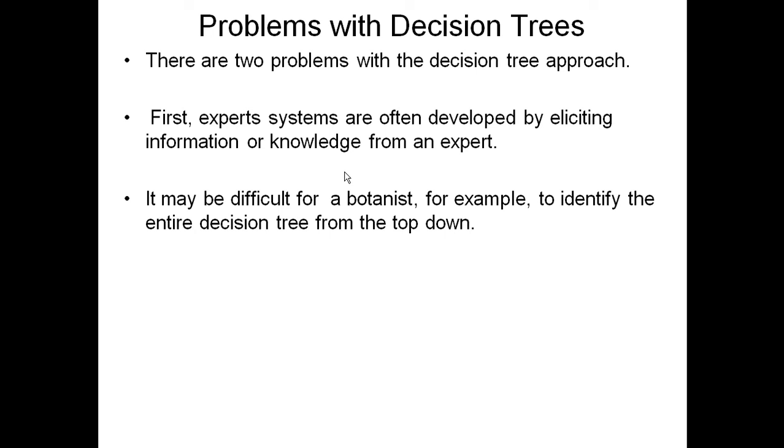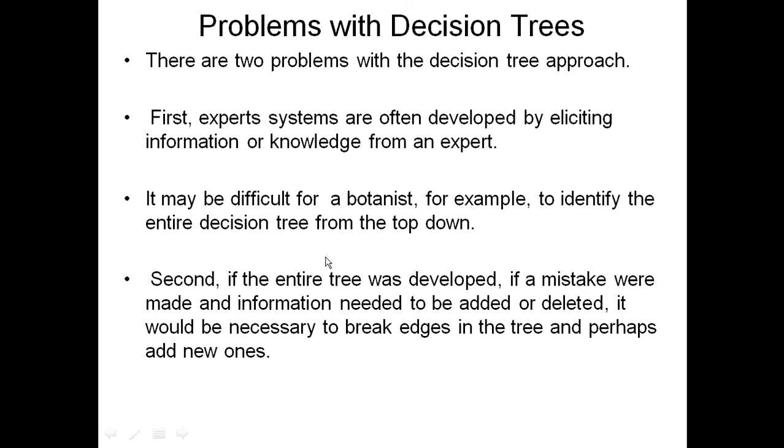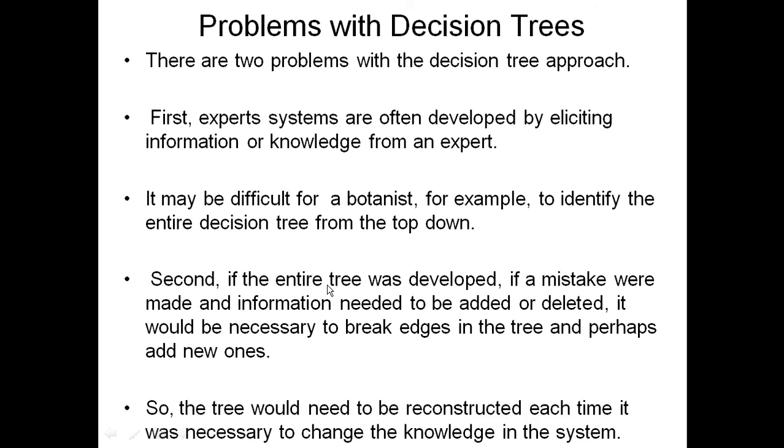Even if you were an expert in this domain, could you really figure out which questions to ask first, which ones to ask second? Second, even if the botanist was able to do this, if a mistake were made, or information were added or deleted, that would break edges in the tree and add new ones, so the tree would be difficult to maintain as new information came in. The tree would need to be reconstructed each time we change the knowledge in the system. In other words, a decision tree hard codes knowledge.